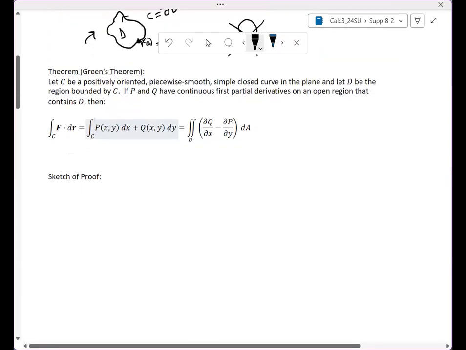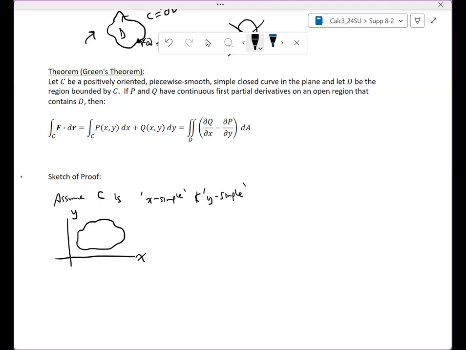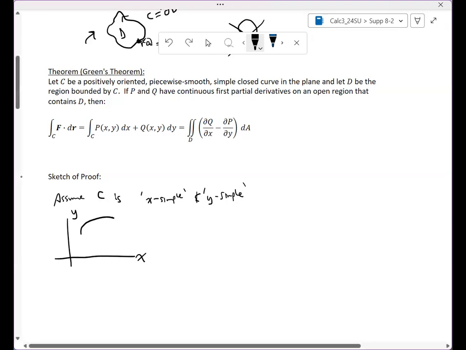Okay, let's go through a sketch of the proof of Green's theorem. So let's assume that our curve is what I'm going to call x simple and y simple. What do I mean by that? Well, I have a plane with x and y, and I will define a region as x simple or y simple if, oh, let me redraw this curve. I'll draw it a little bit better, just smoother like this.